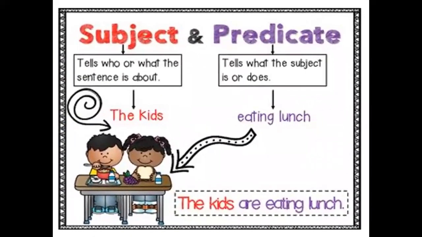So again, here we have the kids are eating lunch. Who is the sentence about? It's about the kids. So the kids is the subject. Are eating lunch is the predicate.